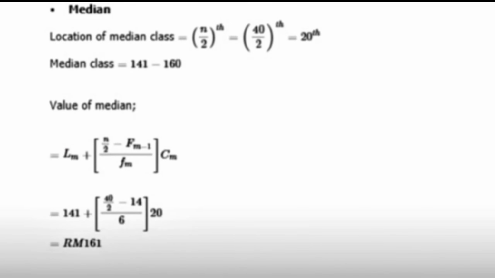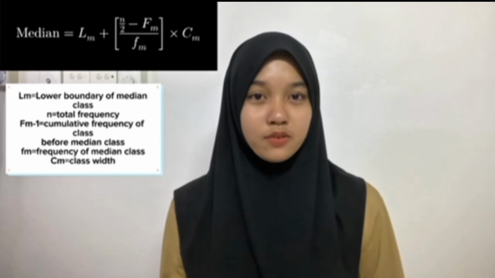Finally, we calculate the median. The position of the median is given by n over 2. So the location of the median class is 40 divided by 2 equals 20. So the median class is 141 to 160. We use this formula for the median. So the median is 160 points.